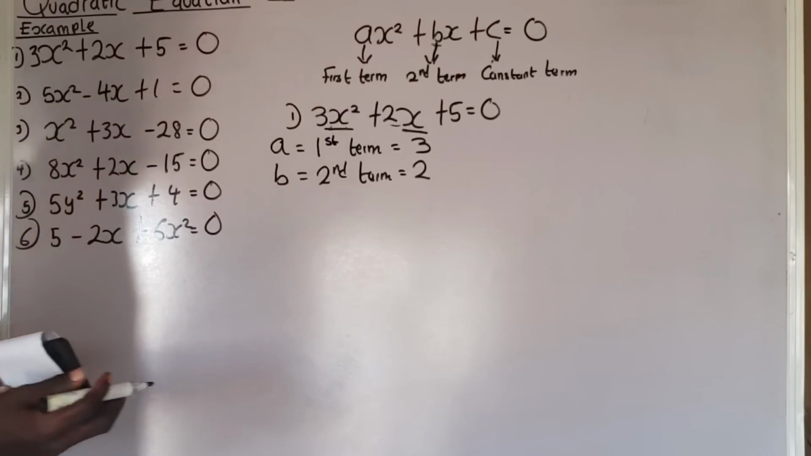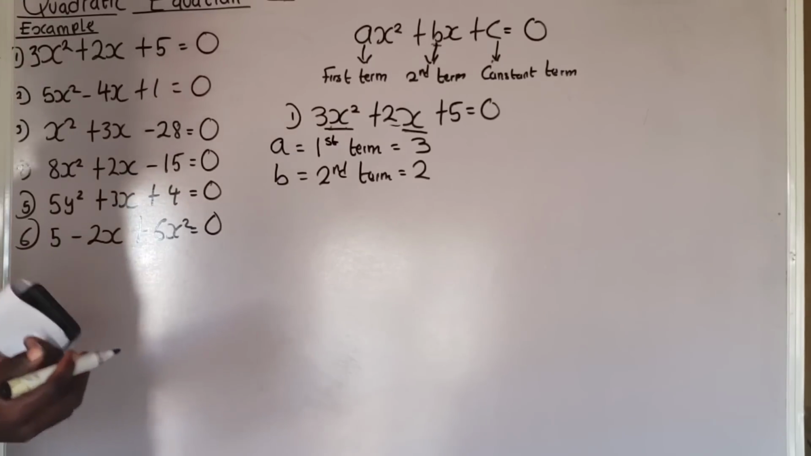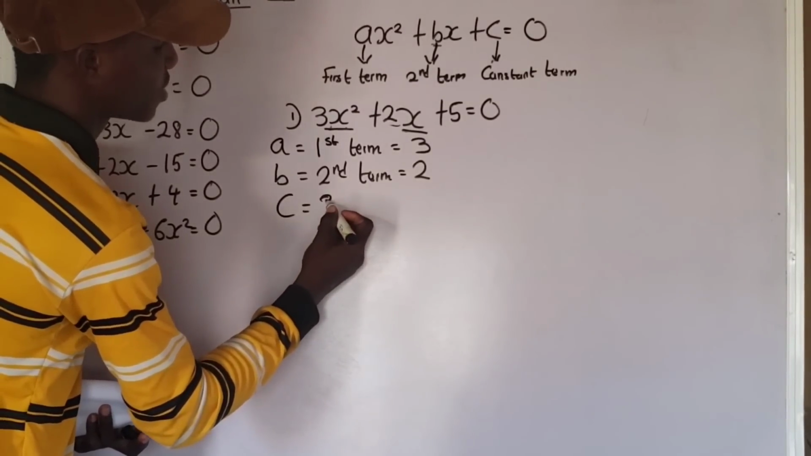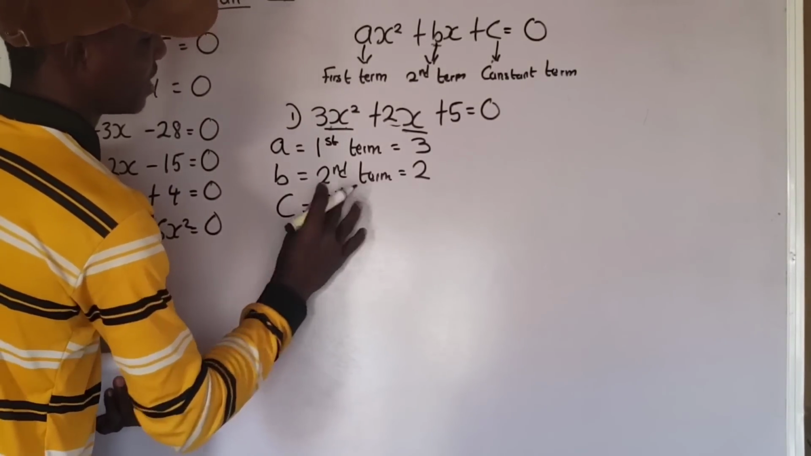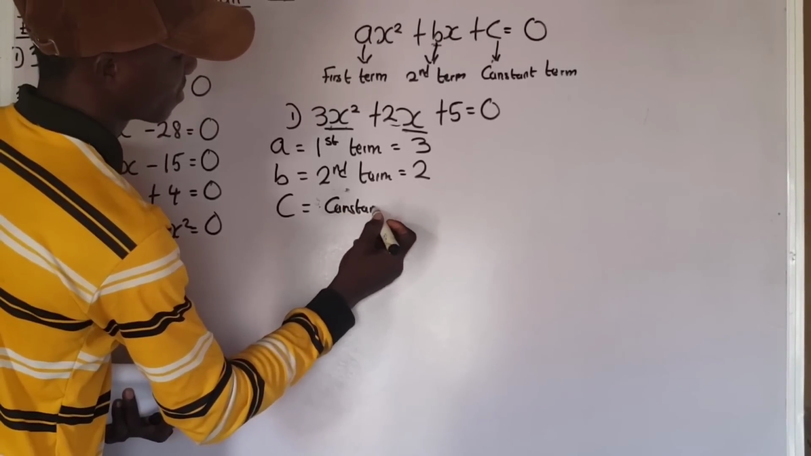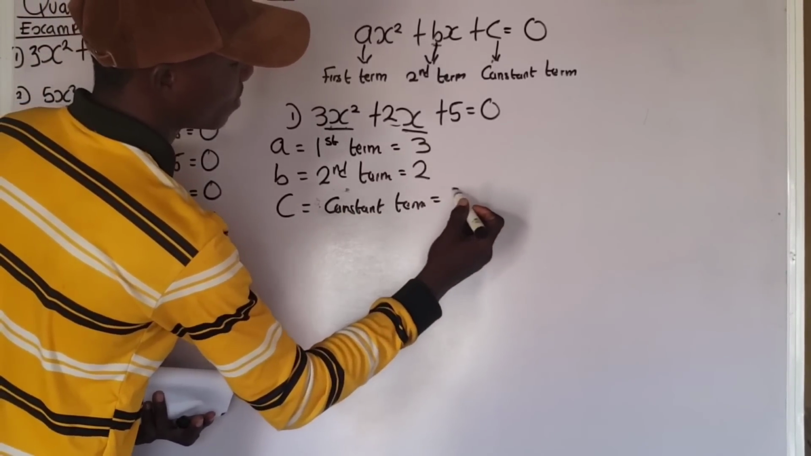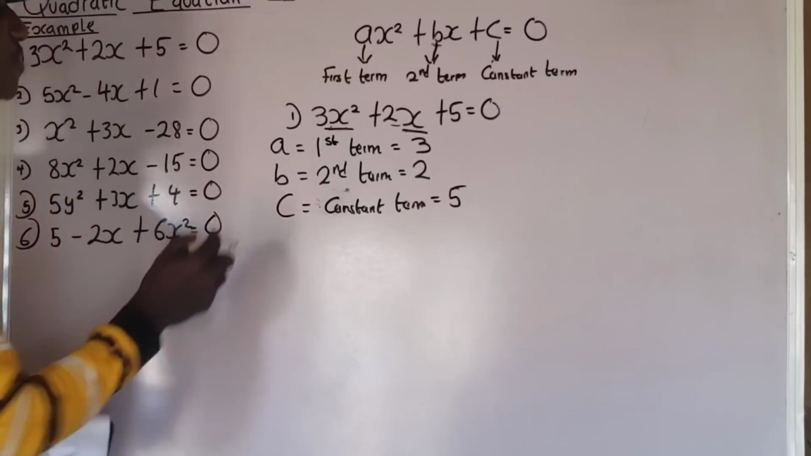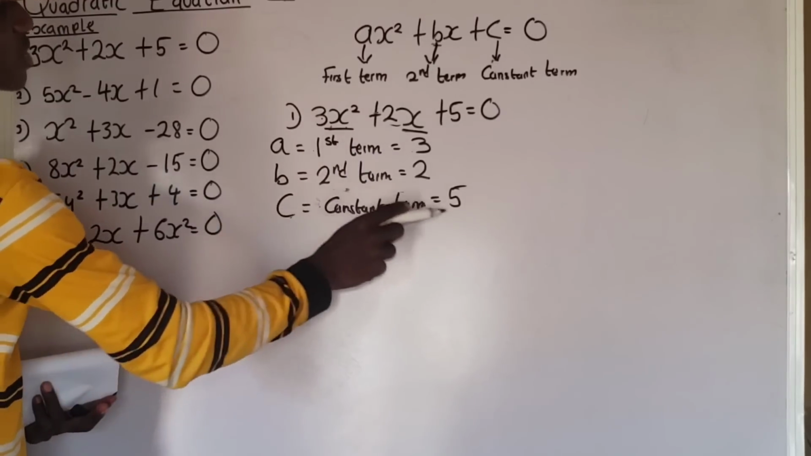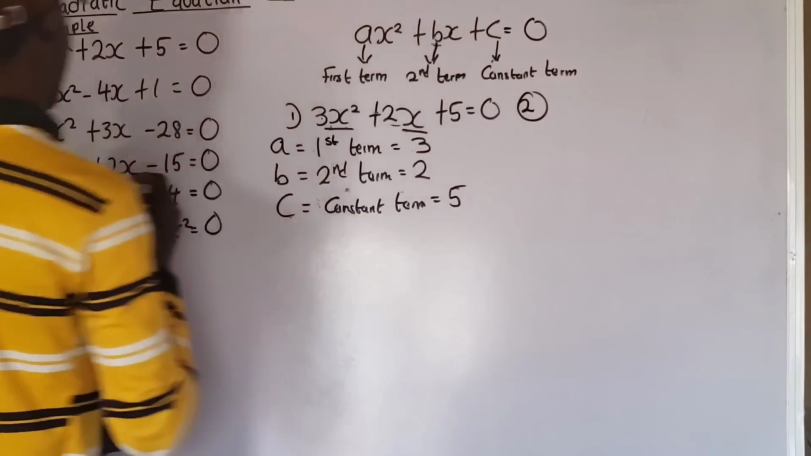Are you paying attention? The number that is not attached to any letters in our quadratic equation is what we call the constant term. So, we can call that one c. c equals the constant term, or third term. Constant term equals 5. Do you see now? So the first term in this quadratic equation is 3, a is 3, b is 2, and c is 5. Do you understand? Okay, let's do another question.